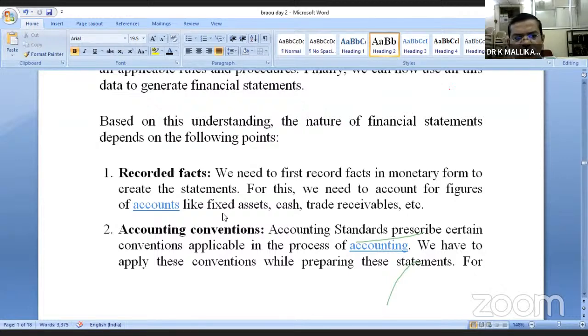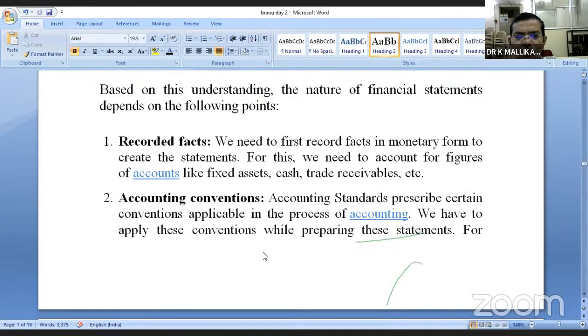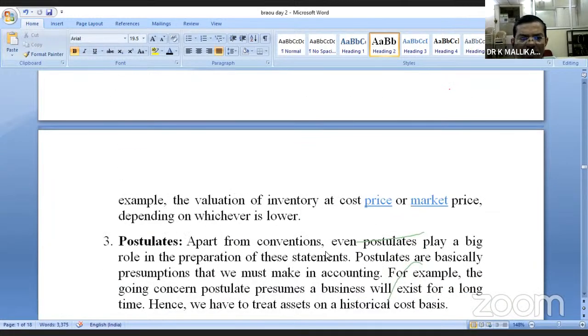That's the first nature. The second one is accounting conventions. So we have Indian accounting standards as well as international accounting standards. The company follows accounting conventions for preparing these, right? When evaluating inventory, the firm can follow either cost price or market price, whichever is less. So that is one kind of convention system in financial statement preparation.